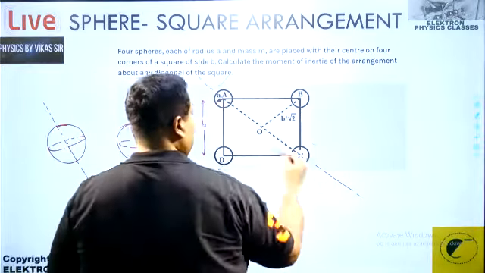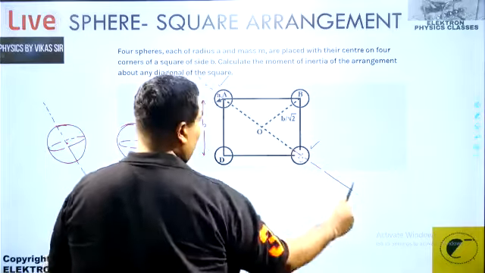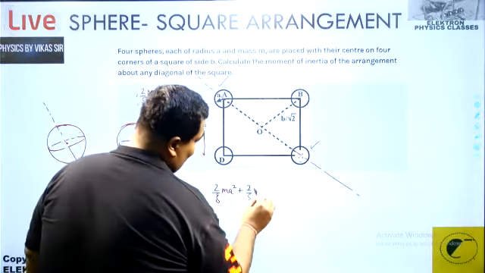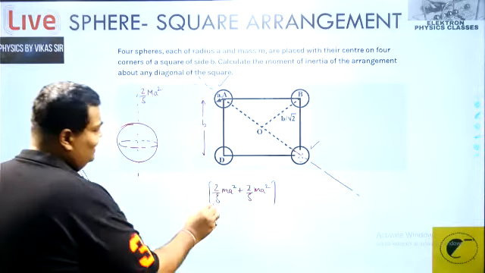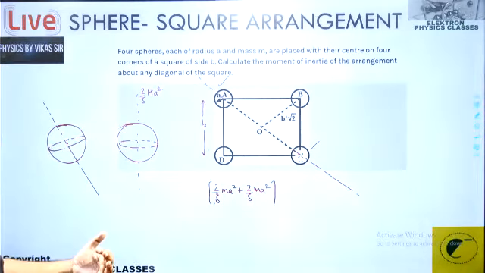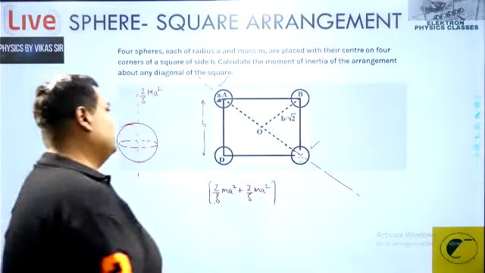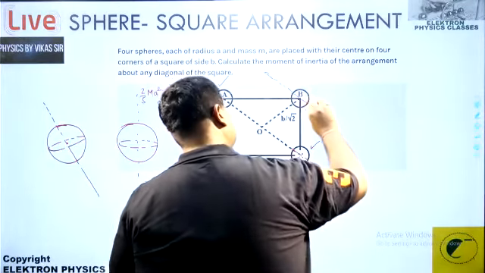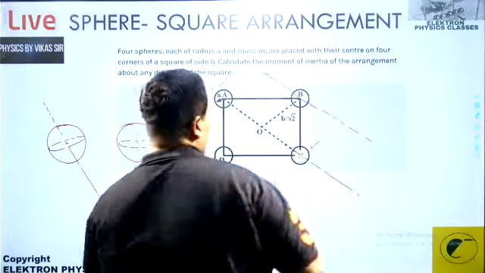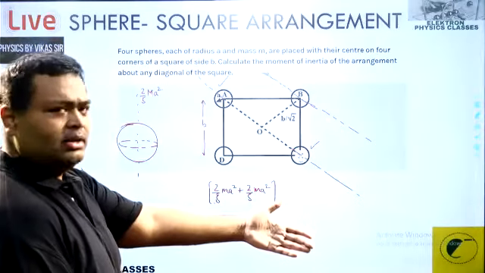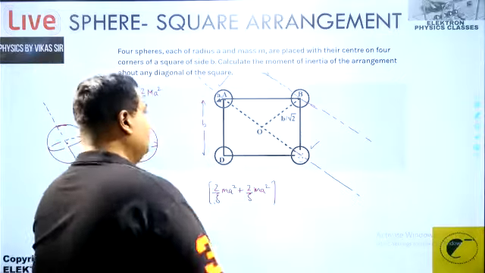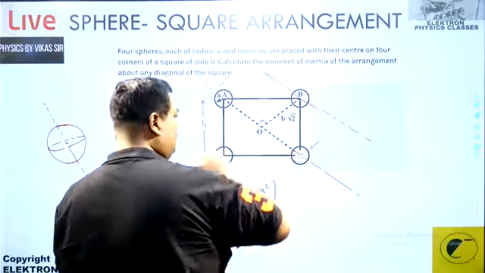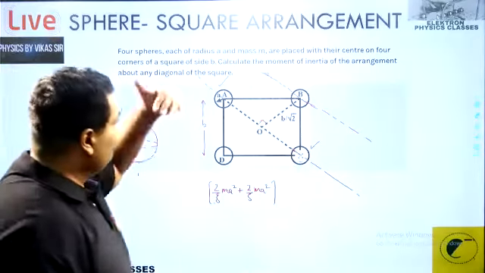So for this one and for this one, this axis is through them. So I have 2 by 5 ma square plus 2 by 5 ma square for them. That's pretty fine. And then for the rest of the two, you have to be a little more brainy. I will imagine an axis over here, which will still be a diameter axis for that sphere, but is also parallel to this axis. And since it's a square, the diagonals of the square intersect at 90 degrees, and so I can apply the parallel axis theorem.